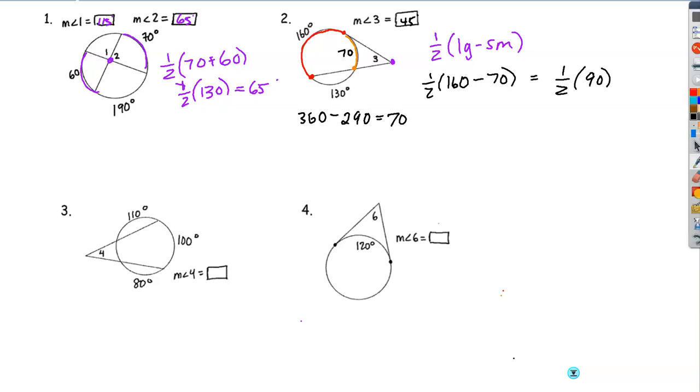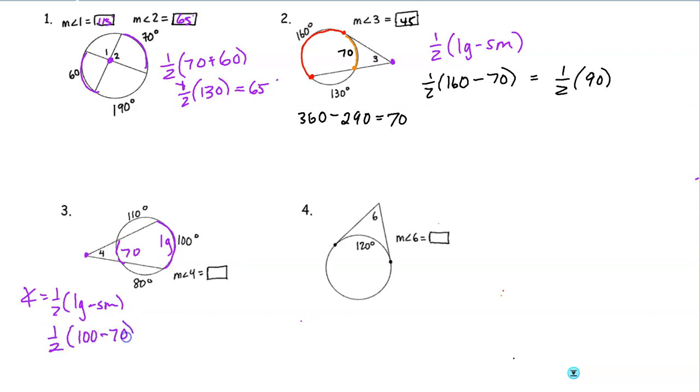Okay, in number 3, my angle is also outside of my circle, so I need to do 1/2 large minus small. This is the small arc, and this is my large arc. Again, I don't have the small arc, but I have every other arc, so I can just add them up to 360 and take that away to see what the small one is. So I've got 110, 180. If I add all those up together and take it away from 360, I get 70. So this last little arc is 70. Then I have 1/2 of the large arc, 100 minus 70. So I get half of 30, or 15, for that angle.